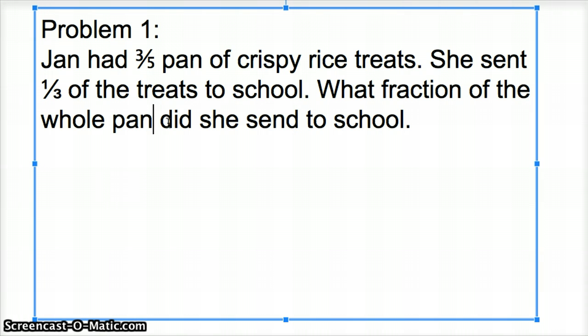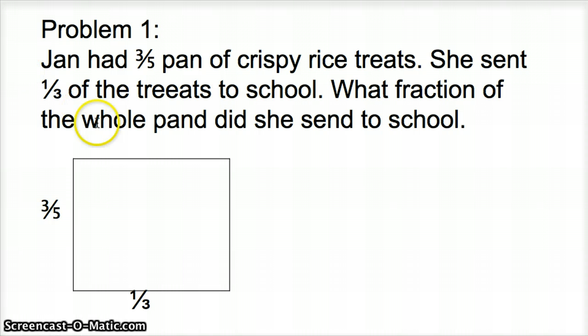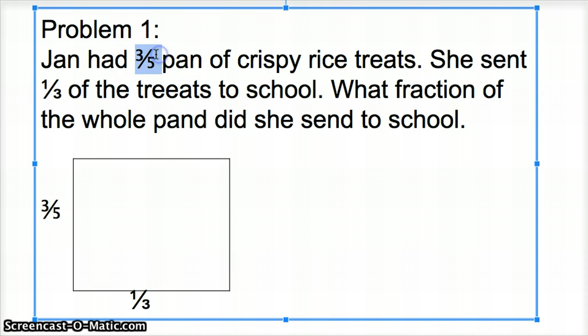So the first step, we always want to solve these types of problems with a rectangular fraction model. So we are going to draw a rectangle. And our math problem here is 3/5 times 1/3. So make sure you draw the rectangle and label this. You can always pause the video throughout if I'm going too fast to let students catch up to what I have drawn.